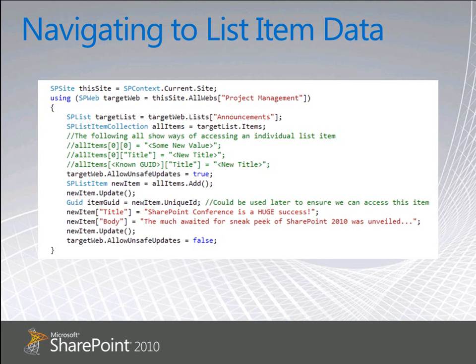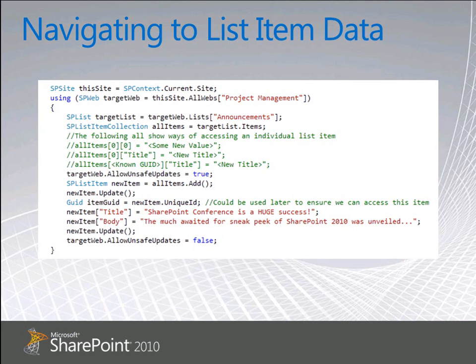So let's move on and see how we might add and edit that data. So we would allow unsafe updates for the web first of all, and that literally just allows us to issue update statements over HTTP. And we can then create a new list item, and we can save it. When we call newitem.Update, we save the new item to the list. We can then retrieve its GUID, which may be useful in a later scenario, so that we can reference the item we have just added.